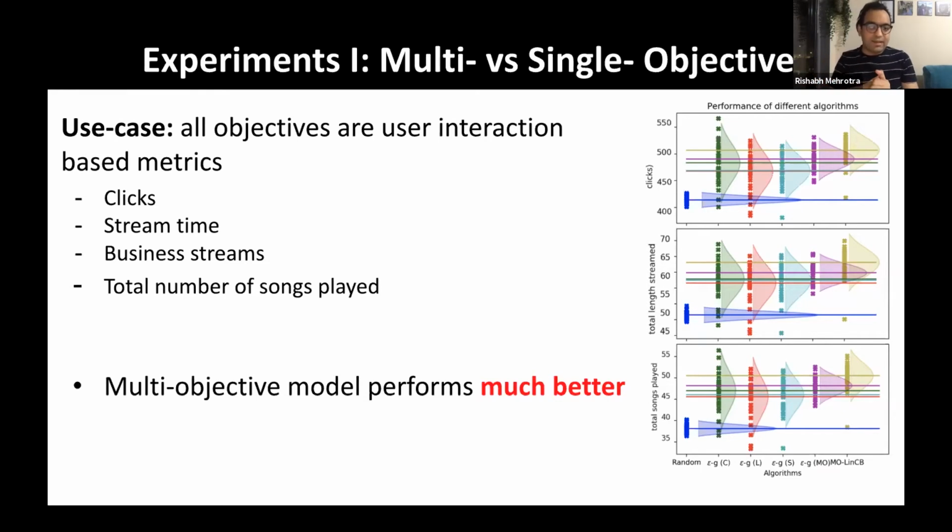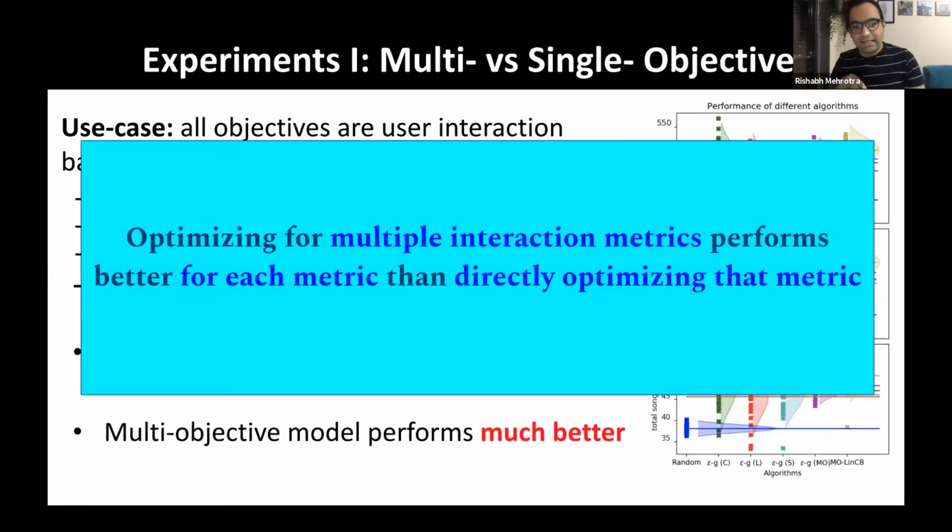We saw that the multi-objective model performs much better than each of these single objectives on each of these objectives themselves. This is very interesting because if you optimize for clicks, then you won't get as high a gain as when you optimize for all of these together. So this is a very nice takeaway: optimizing for multiple interaction metrics performs better for each metric than directly optimizing that metric itself.